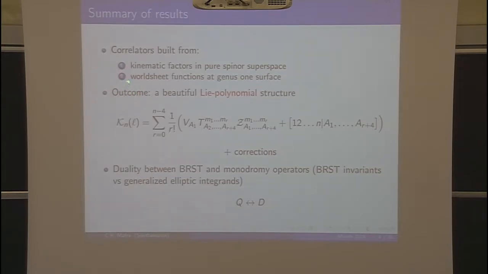And then what we get is a beautiful Lie polynomial structure for the correlator. That the correlator for endpoints looks like this, where these V's and T's are related to the kinematic factors, and the Z here is the worldsheet function. And these things I will explain later, but you have this combinatoric sum here, and this correlator has a Lie polynomial structure, and I will define what a Lie polynomial is. But it looks very compact, right? You just replace n by the number of particles you want, and this line here gives you the result. Okay, there are some corrections here, and I don't think I will have time to explain.